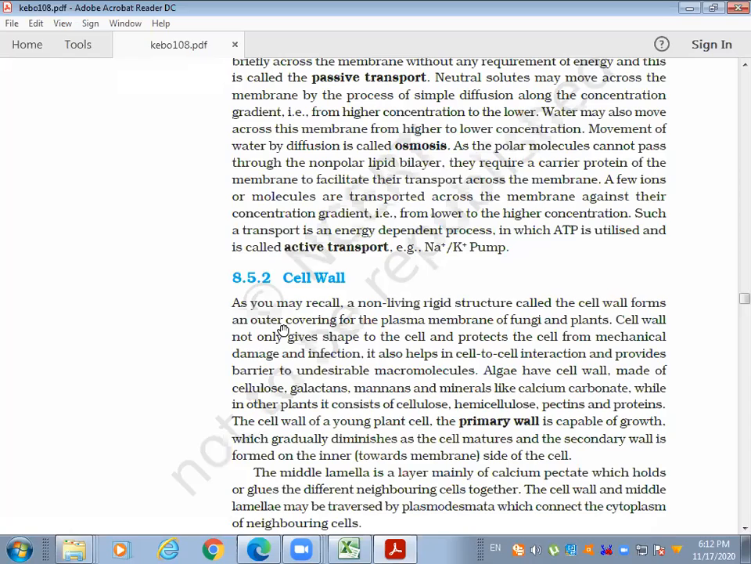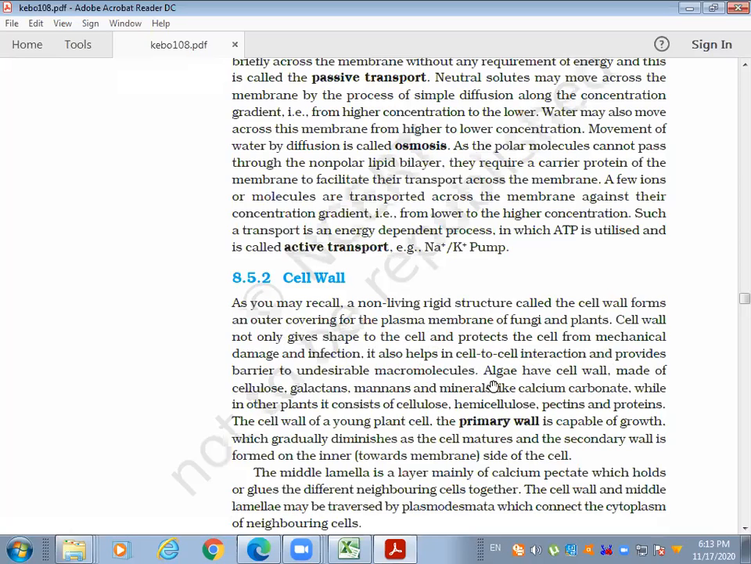Next, cell wall. As you may recall, a non-living rigid structure called the cell wall forms an outer covering for the plasma membrane of fungi and plants. The cell wall not only gives shape to the cell and protects the cell from mechanical damage and infection, it also helps in cell to cell interaction and provides a barrier to undesirable macromolecules.